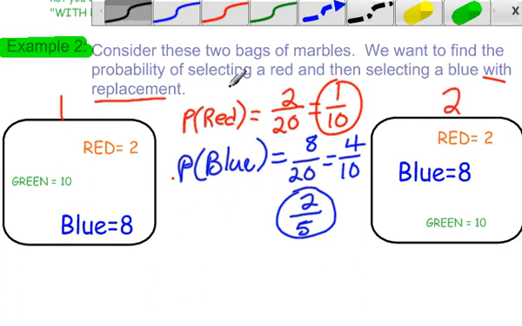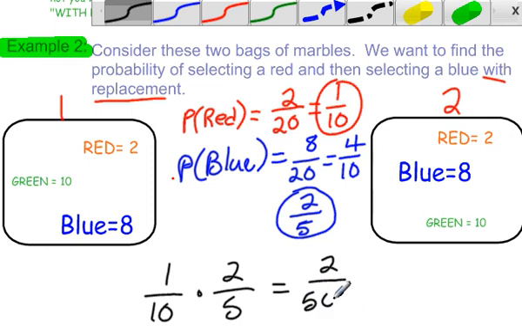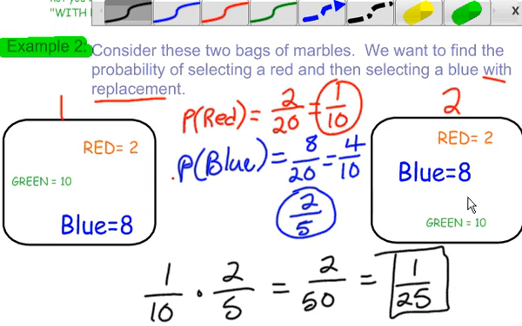So the probability of both of those things happening with replacement would simply be 1 over 10 times 2 over 5 or 2 over 50, which is 1 in 25. That wouldn't be very good probability of that thing happening, would it? 1 in 25 would be about 4. Not about, exactly 4% chance. That's not very good. All right.